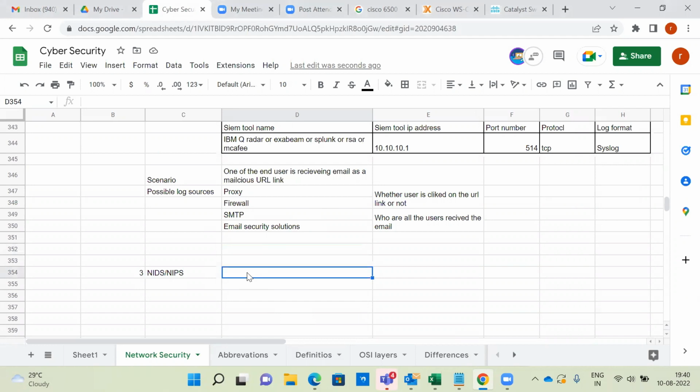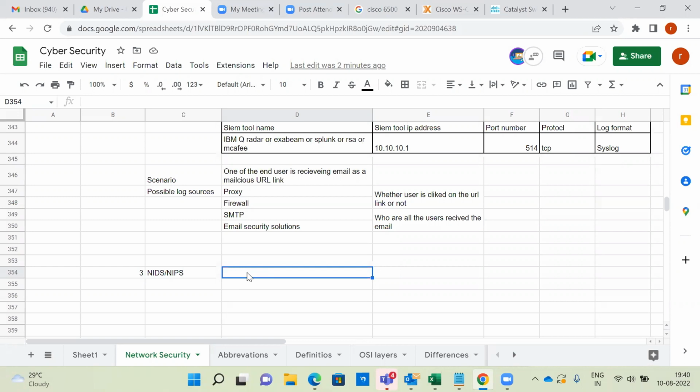So network IDS, what will it do? It will monitor network-related abnormal, malicious, suspicious activity, and it will only detect and send an alert notification, but it will not block. That is network IDS. Network IPS will monitor abnormal, malicious, suspicious network activity, and it will do blocking as well as preventive mechanisms along with detection.